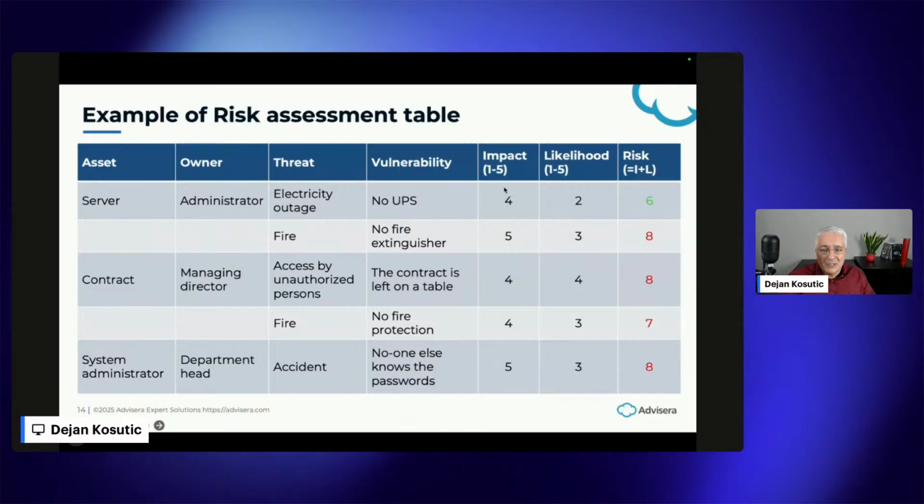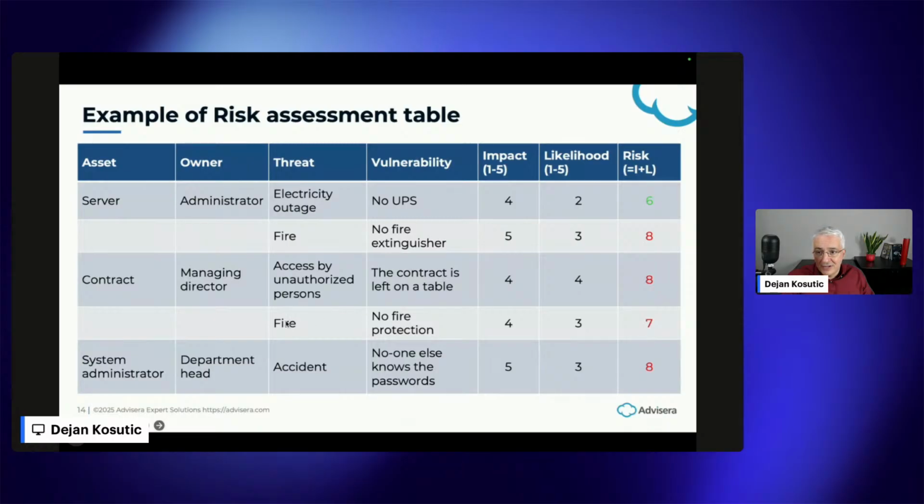Let's say that the impact on a scale from 1 to 5 would be 4, likelihood rather low, so let's say 2, and then if you use addition as a method for calculating risk, this would be 6, right? And then for the same asset, you would have a different threat and a different vulnerability, okay? This time impact is higher, likelihood is also higher, and 5 plus 3 makes 8, okay? And then you might have a completely different asset, let's say contract, meaning the agreement in paper form. Owner is a director, access by unauthorized persons, so the contract is left on the table. 4 plus 4 is 8.